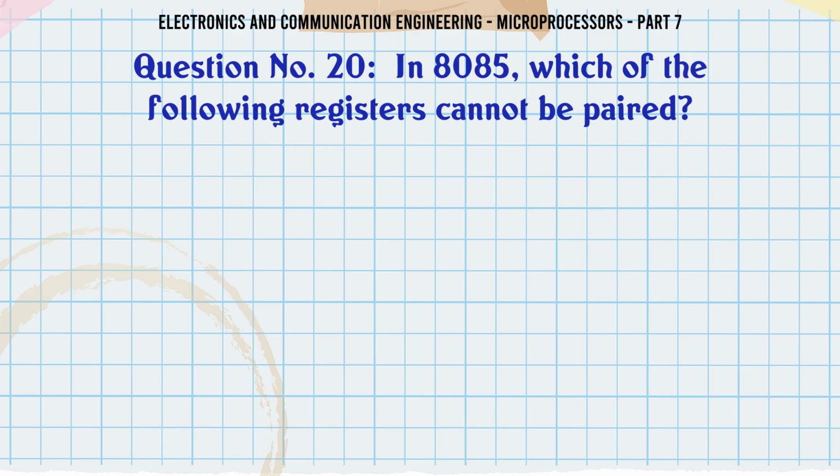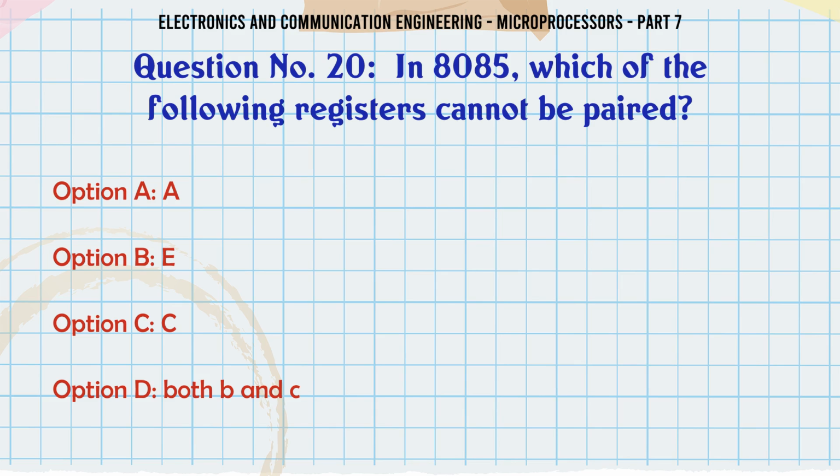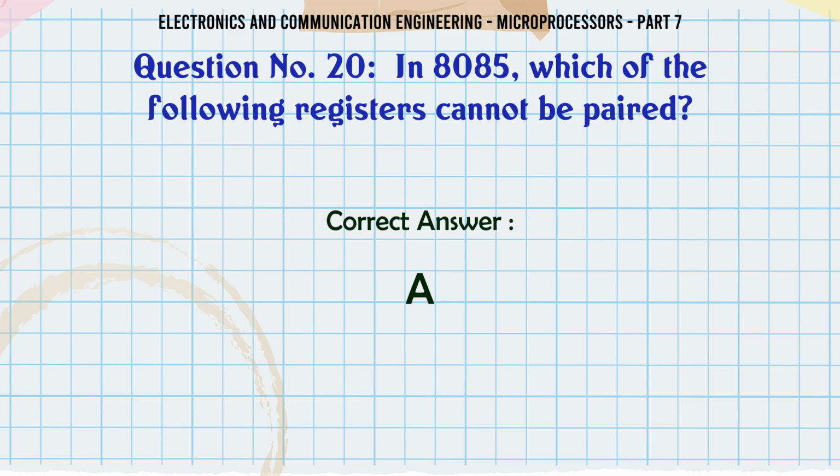In 8085, which of the following registers cannot be paired? A, A. B, E. C, C. D, both B and C. The correct answer is A.